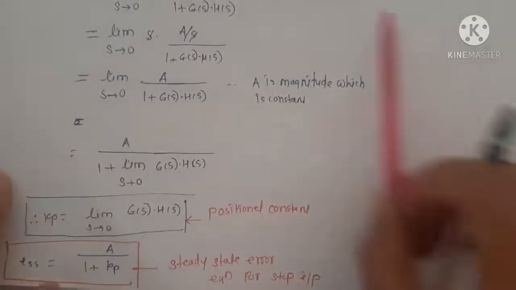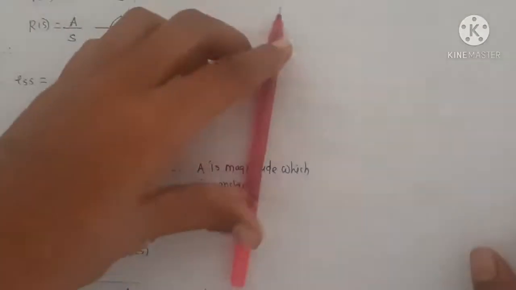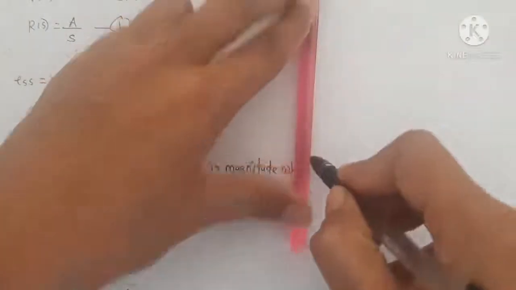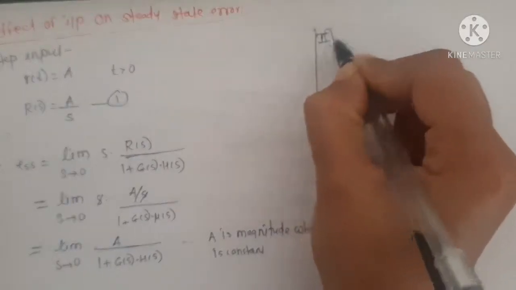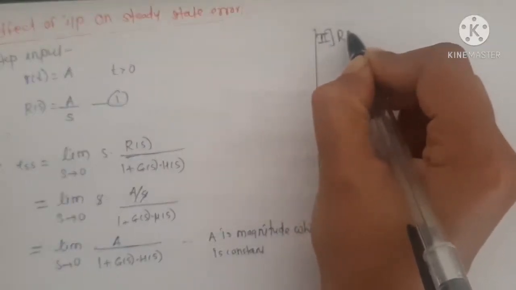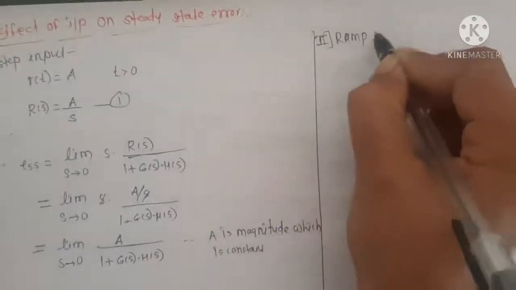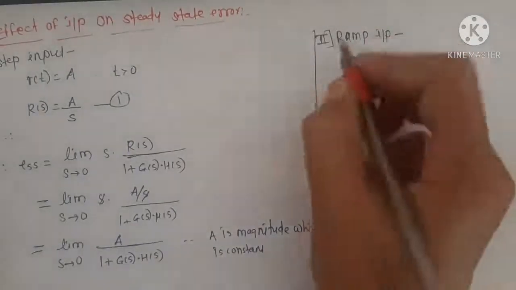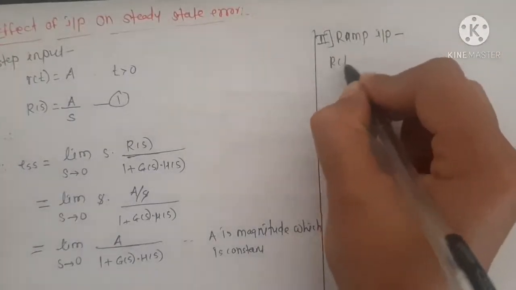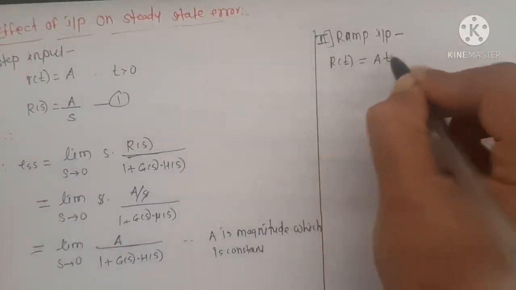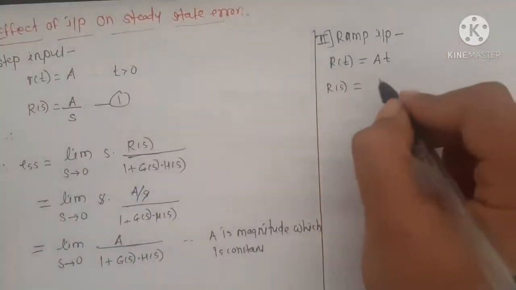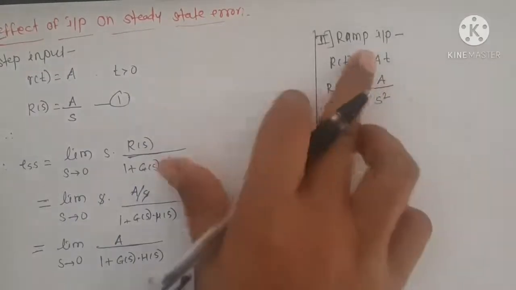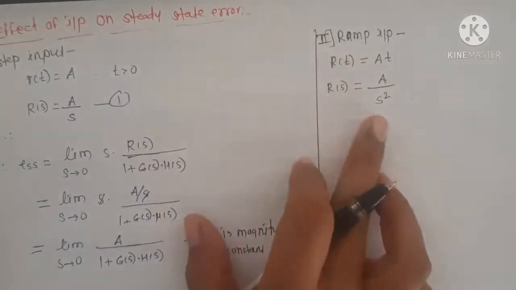Now the next input is ramp input. So what is the ramp input? It is R of t is equal to At, but we require the R of s value. So what will be the value of R of s? The Laplace transform of this R of t is nothing but A upon s square.